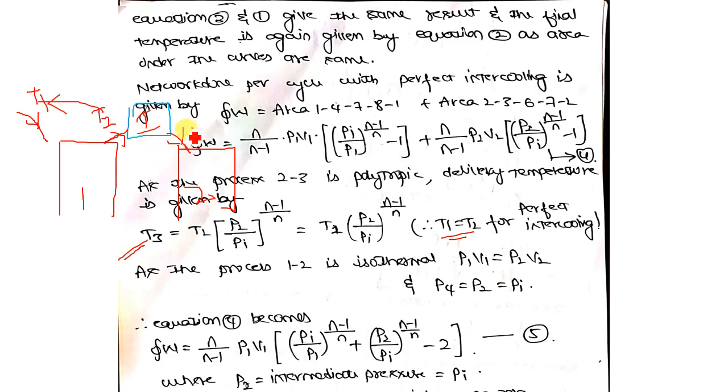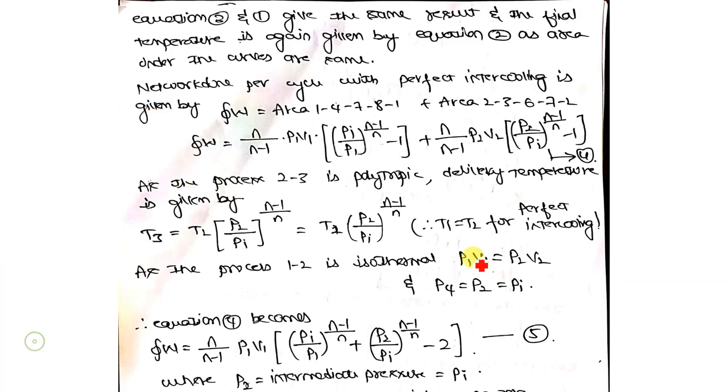Okay, so that is what is written here now. T1 is equal to T2 for the perfect intercooling. As the process 1 to 2 is isothermal, P1 V1 is equal to P2 V2. Why? Because MRT1 is equal to MRT2. MRT1 is again P1 V1. MRT2 is again P2 V2. So T1 is equal to T2. Therefore P1 V1 is equal to P2 V2. And if you look at the PV diagram, you will get this. Okay, let me clear this.